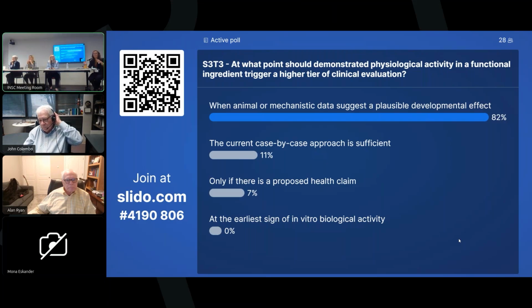When I was answering that question, I was thinking more about something in the literature that suggested a function of an ingredient, not a negative toxicological study or safety trigger. Okay. Really quick, I'll point out one of the options is only if there's a proposed health claim.